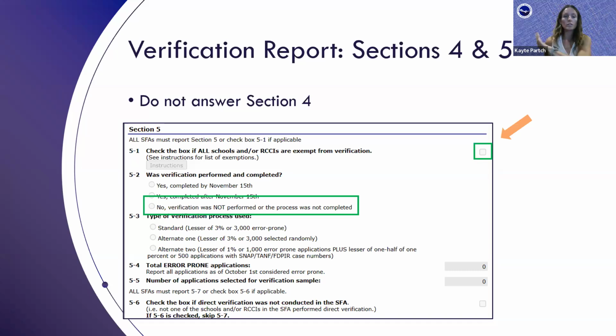Okay. So if you're CEP district-wide, mark the box in 5-1, mark the third option in 5-2, and skip the rest of section 5. If you're a mixed district with pricing and CEP buildings, don't mark the box in 5-1. Pick the appropriate answer from the first two options in 5-2, and then answer the remaining items in 5-3, which will be based on the random selection of applications that you received from the students enrolled in the pricing buildings.